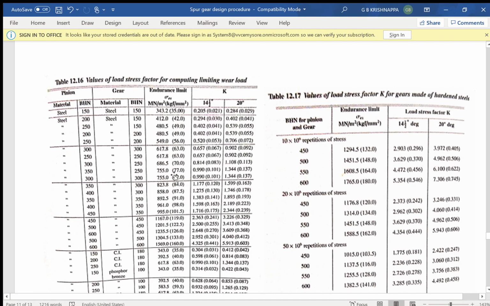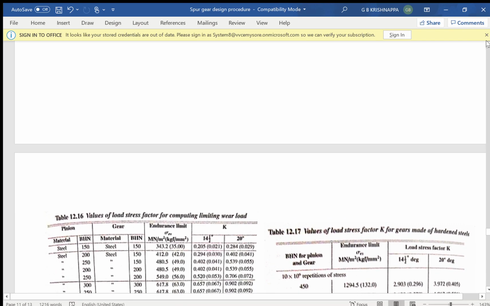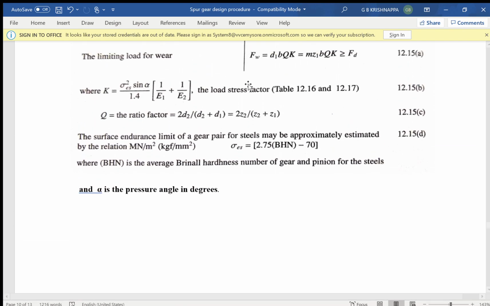Sigma ES you can also have here for BHN 300, and if it is 14.5 degree, the K value is 0.990, and if it is 20 degree, whether it is stub tooth or full depth involute, the K value is 1.344. This is for different materials. So once you know those values, take that K value and substitute here. Q can easily be calculated, so that FW can be calculated easily.